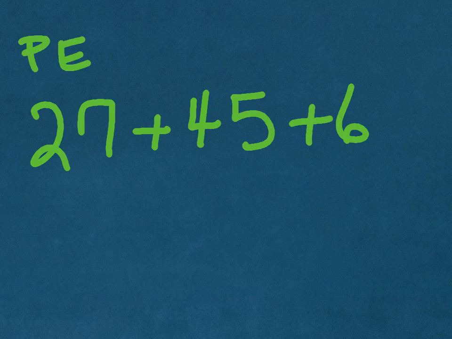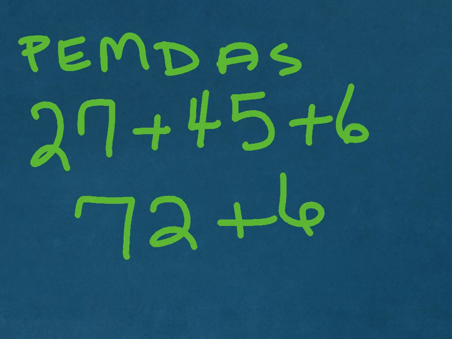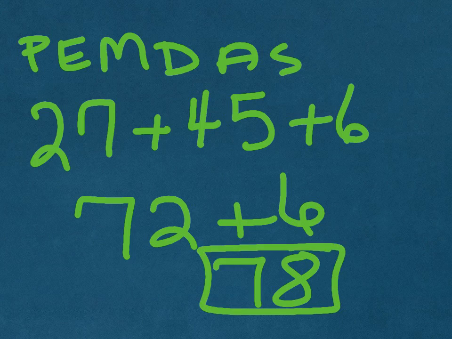They go back to the beginning. There's no more exponents. There's no more parentheses. We have no multiplication or division. Now we're at addition and subtraction. So 27 plus 45 is going to give the students 72 plus 6. 72 plus 6 is 78. The students have simplified the problem to 78.